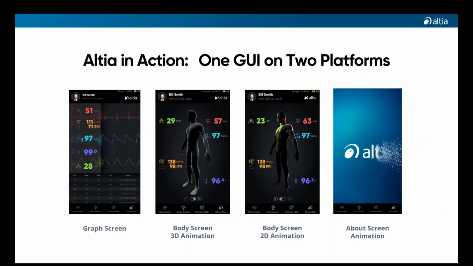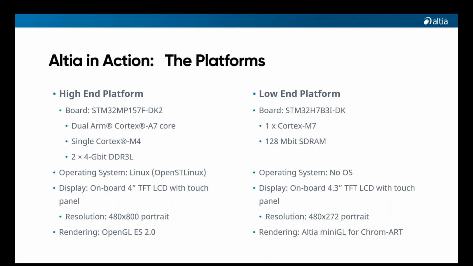This is the GUI we're going to be looking at on live hardware and in Altia Design in a few minutes, so I'm not going to spend much time here. We're going to be looking at two different platforms. The high-end platform is the STM32MP157F. It is a dual Cortex-A7, has a lot of RAM on it, and is running the OpenSTLinux operating system on a 4-inch TFT. This rendering is done through the OpenGL ES pipeline.